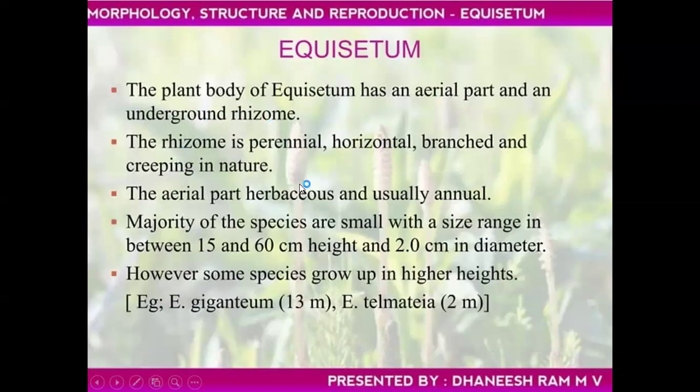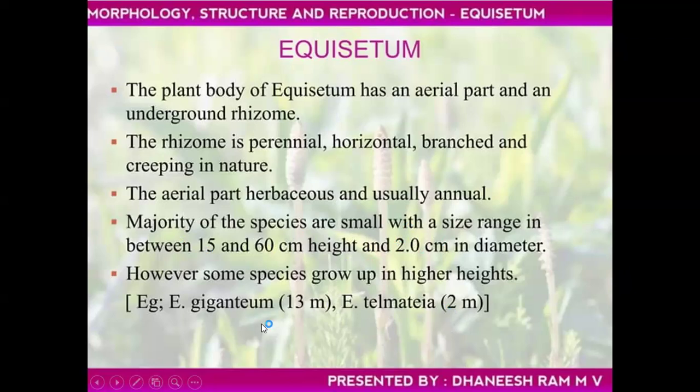The rhizome is perennial and horizontal, that is, it grows horizontally on the ground surface, is branched, and is creeping in nature. Whereas the aerial part of the stem is herbaceous and annual. The majority of these species are very small, around 15 to 60 centimeters in height and only 2 centimeters in diameter.